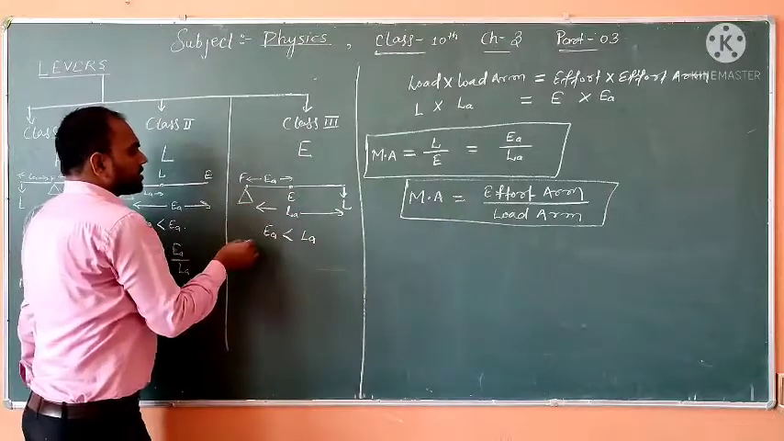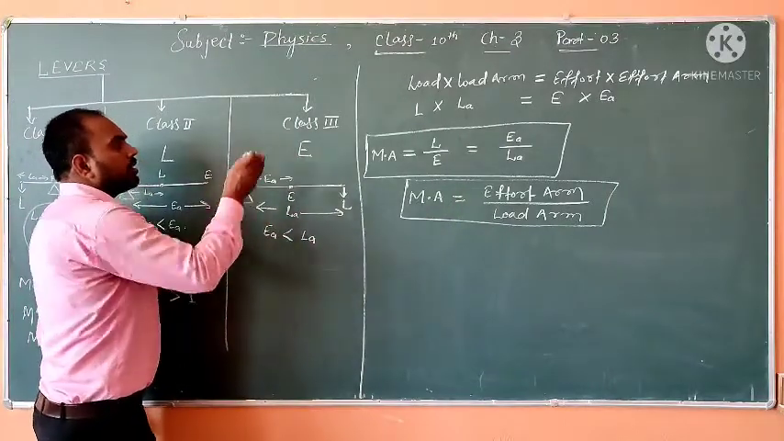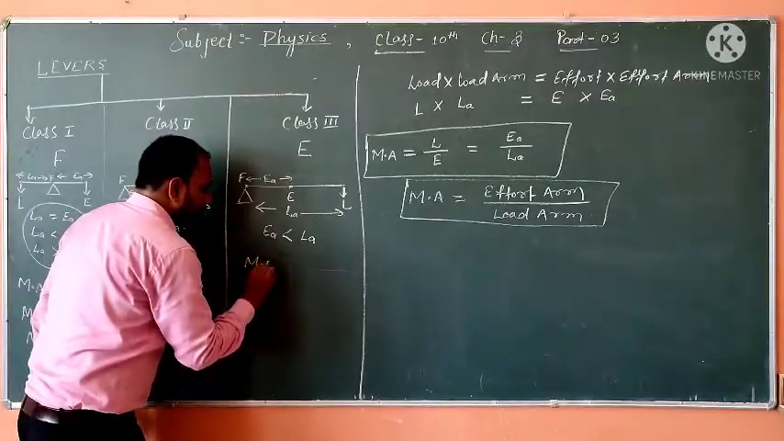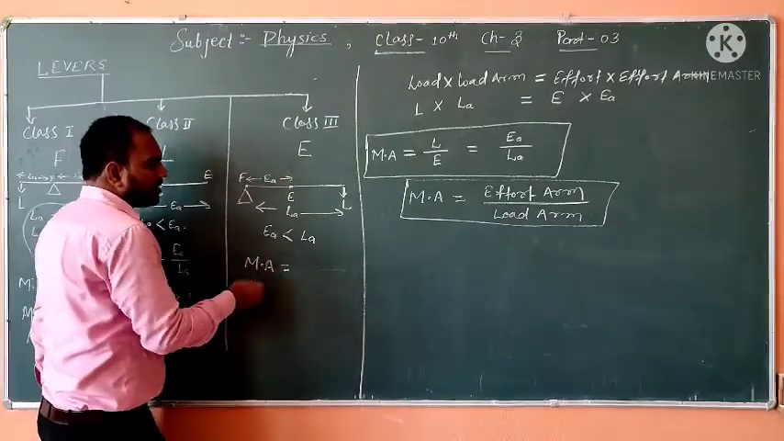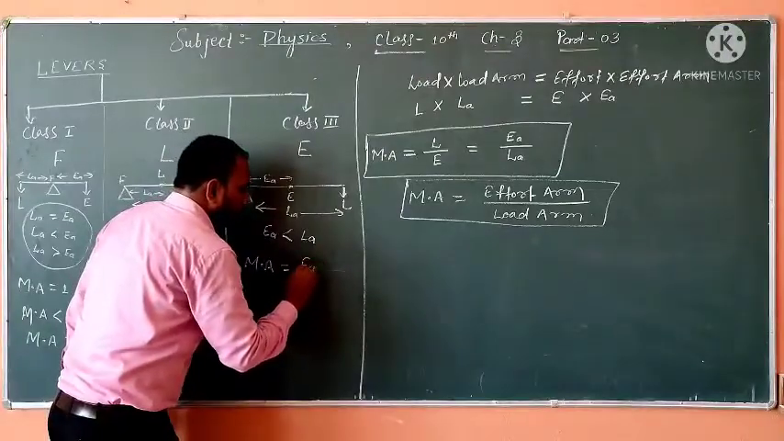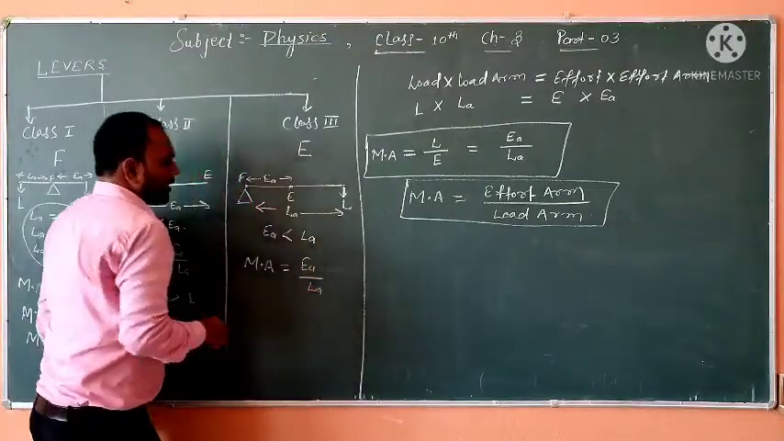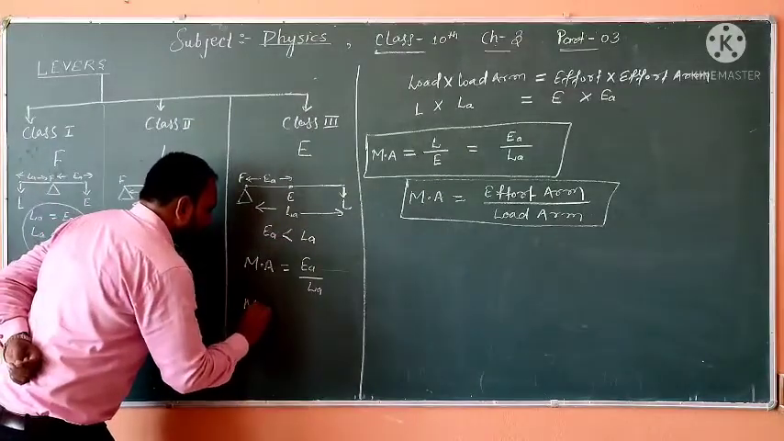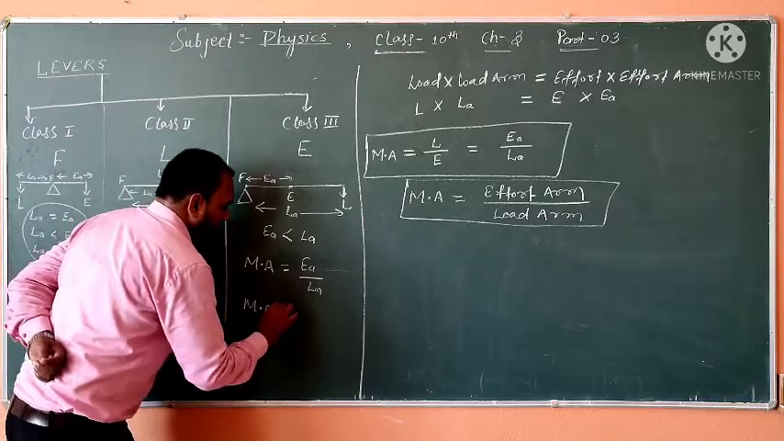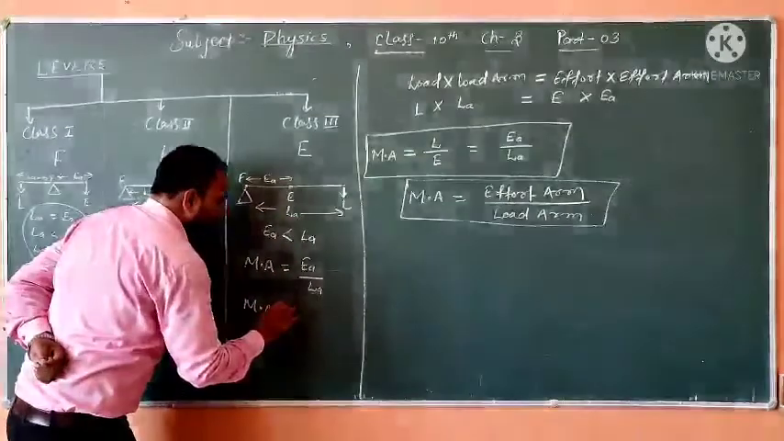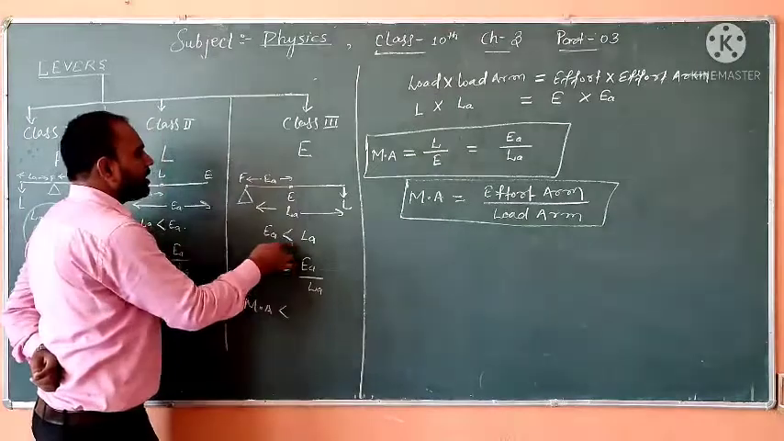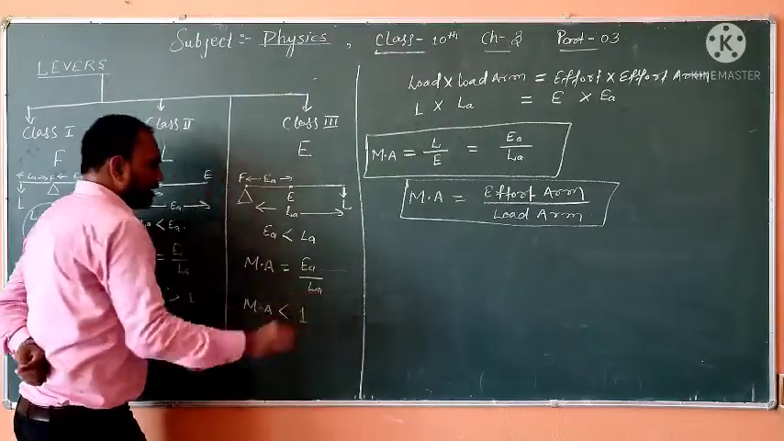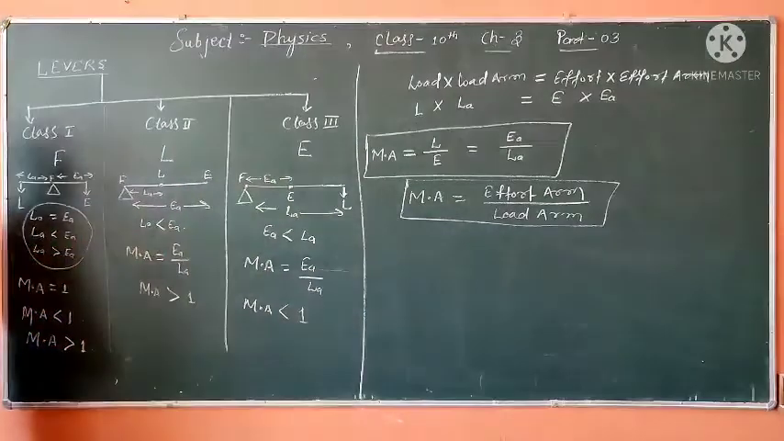Coming to the next, class 3 type of lever. Class 3 lever has the mechanical advantage, as we know, effort arm upon load arm. Here, the effort arm is less than the load arm. So the mechanical advantage of class 3 lever is always less than 1. Dear, please understand here.